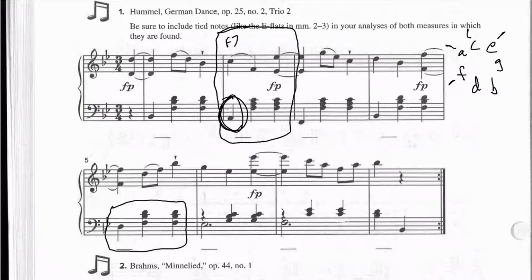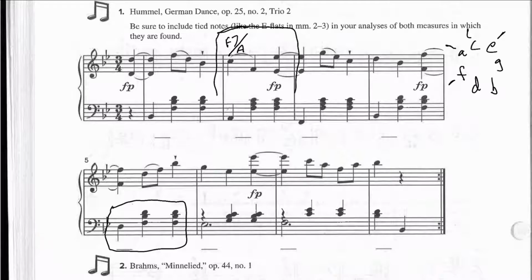Okie doke. So back to this one. I need to make some space here. All right. F7 is the lead sheet symbol. The bass note is A. So the complete lead sheet symbol is F7 over A.